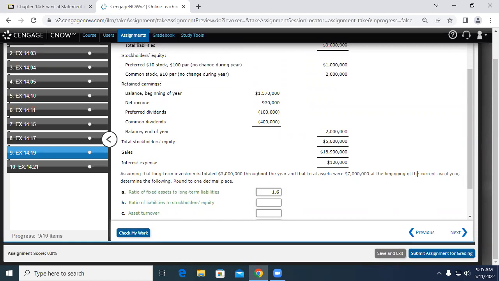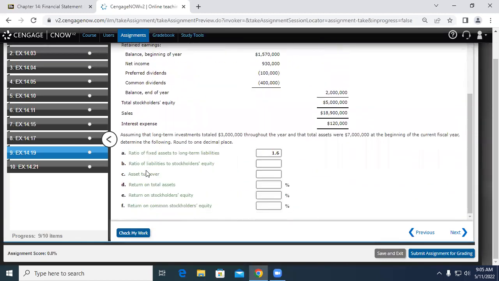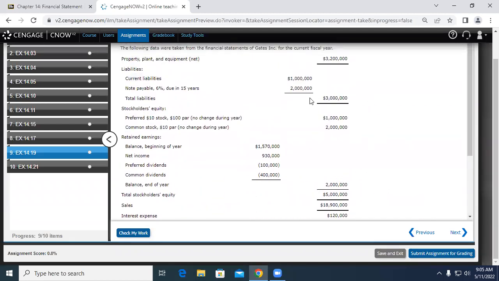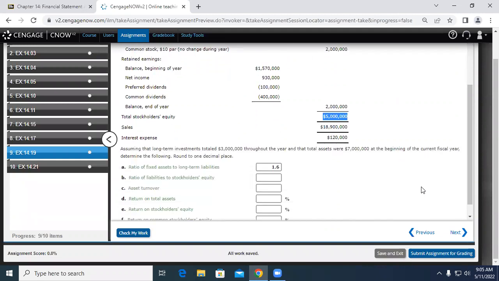Next, we have our ratio of total liabilities to our total stockholders' equity. So our total liabilities are 3 million. Our total stockholders' equity is 5 million. So 3 divided by 5, the ratio here would be 0.6.